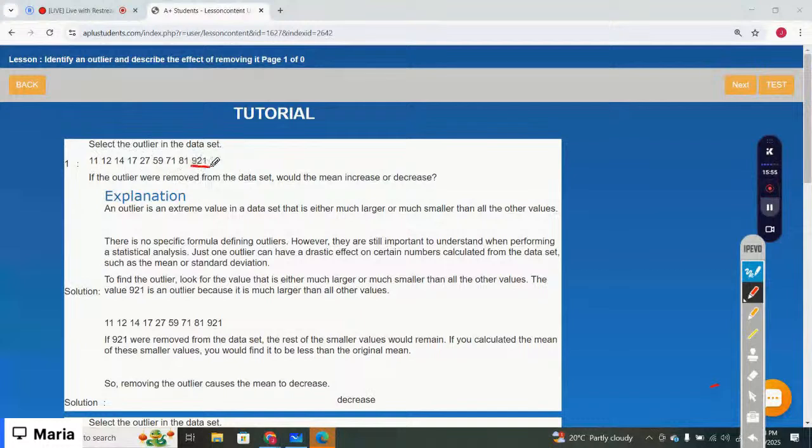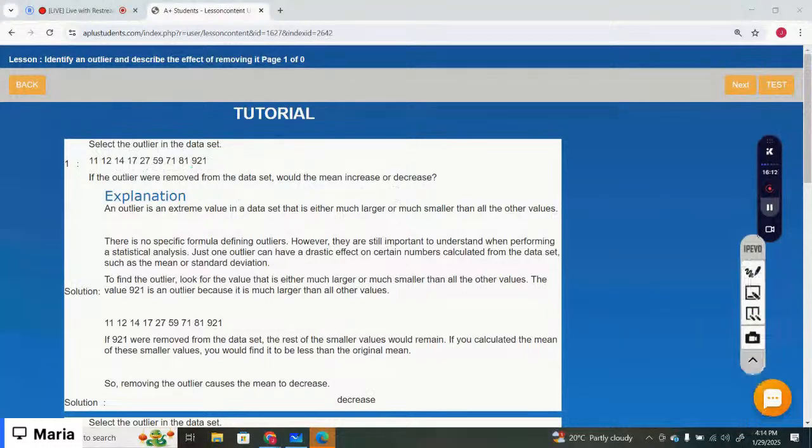And if you remove 921 from the data set, you have to see if the mean increases or decreases, because 921 is much greater than the other numbers. So if you remove the greatest number, then the mean decreases. The correct option is decreased.